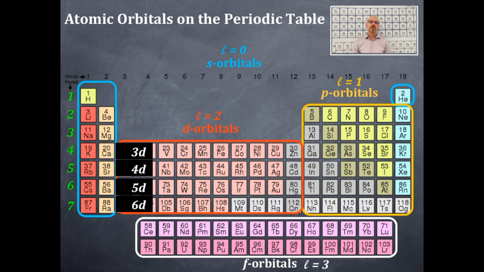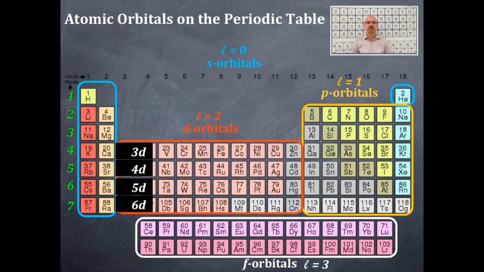Notice that there's only a 1s, but there are no 1p orbitals. There's a 2s and a 2p, but there are no 2d type orbitals. Okay, all right, hopefully that makes sense here for you. The Ds are dropped 1 level lower, so pay attention to that.